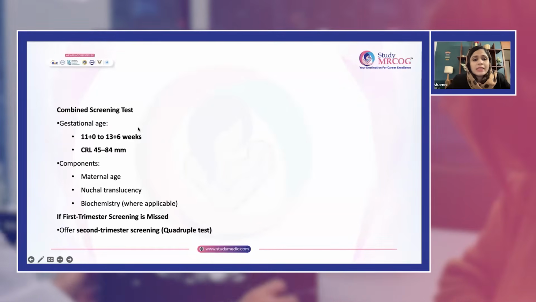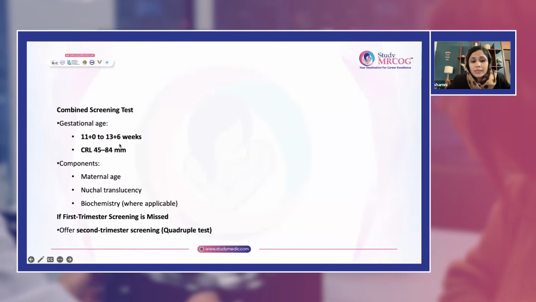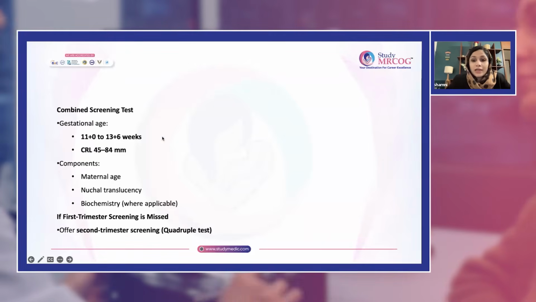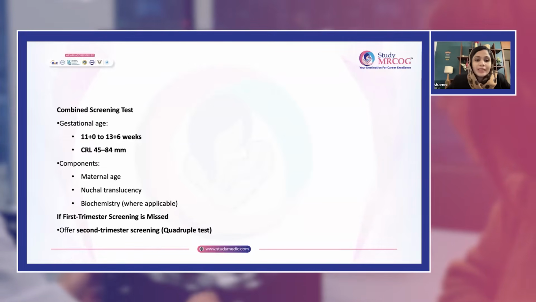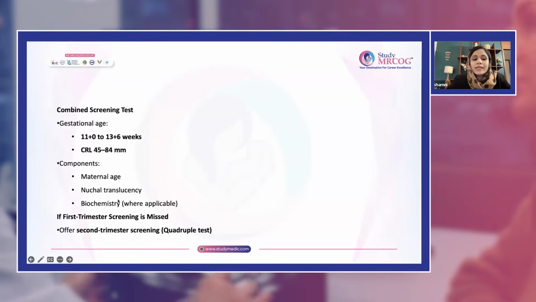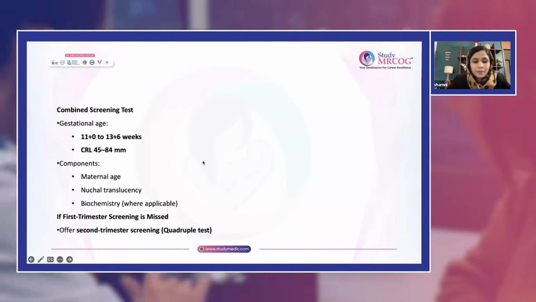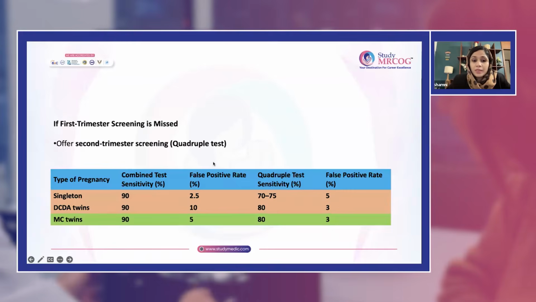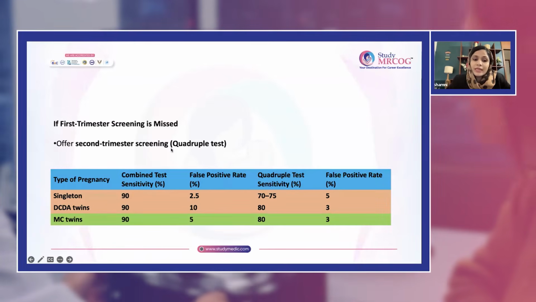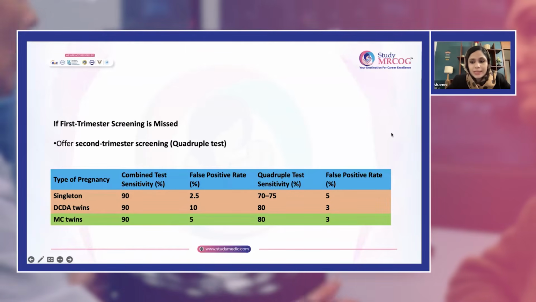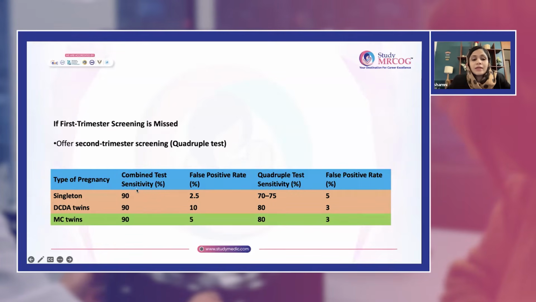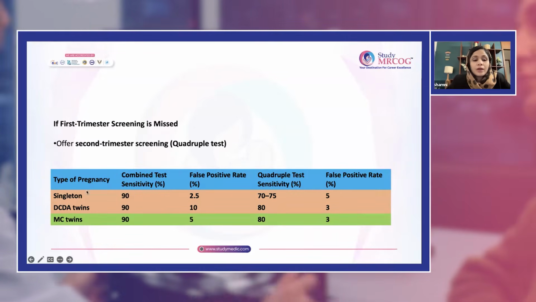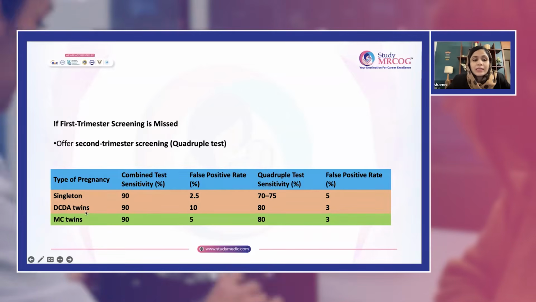The combined screening is usually done from 11 to 13 plus 6 weeks, CRL between 45 to 84 mm. The components include maternal age, nuchal translucency, and biochemistry where applicable. If first trimester screening is missed, you are going to offer the second trimester screening, which is the quadruple test.